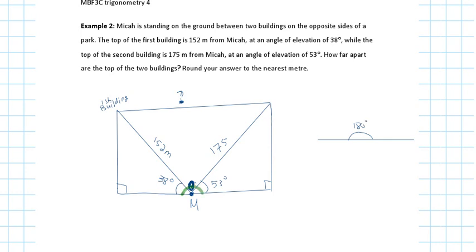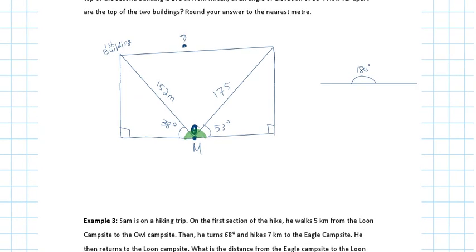Okay? So to find the angle, let's call it angle M. I'm just gonna do 180 minus 38 minus 53. What do you get? 89. So this right here is 89 degrees. Okay? Now let's look at this triangle here, because that's the one that includes the side that I'm trying to figure out. What do I know in this triangle now?